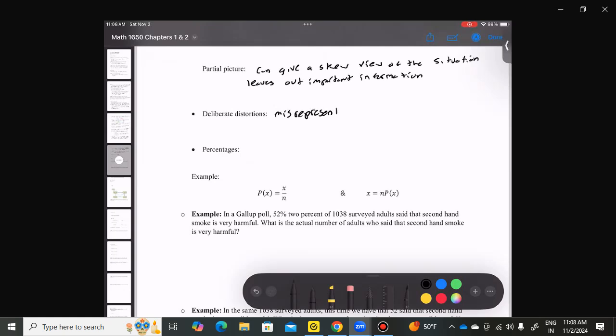And then probably the worst thing, deliberate distortion, misrepresenting data in some unethical way, and done deliberately. This can lead to bad and harmful decisions.